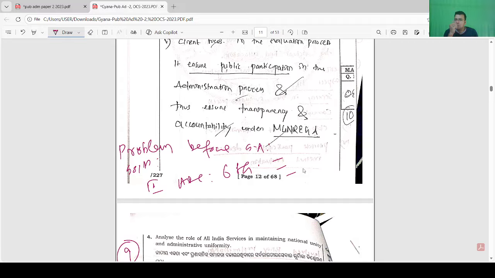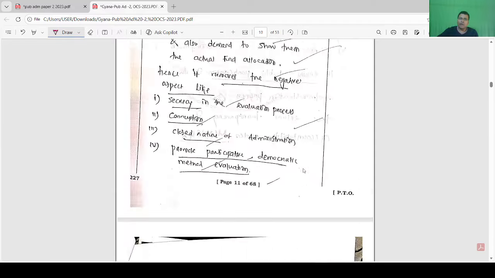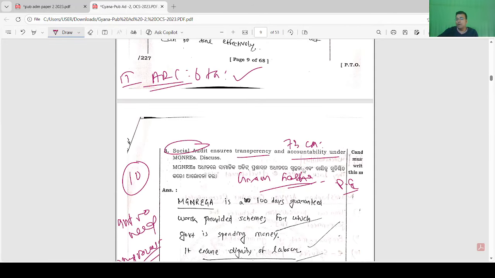See, you have given social audit in every question. Yes, social audit will increase transparency and accountability, but social audit also faces certain limitations. You have to write this. Listen, there is a strategy for writing an answer: topic intro, topic, limitation, solution, Second ARC recommendation. There is a proper format to write an answer. You cannot write a journalistic answer like this.